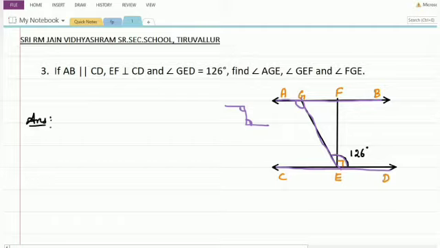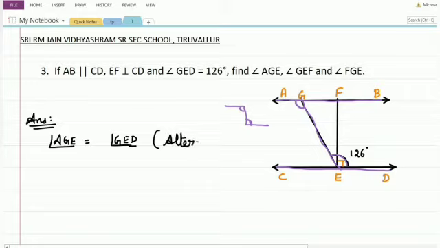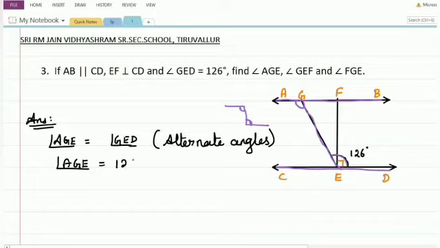So answer, angle. What did they ask us to find? AGE. AGE equal to angle GED. Why it is equal? Because alternate angles. So therefore angle AGE equal to 126 degree. So first one we have found. Let us find the second one. Second one they are asking GEF.